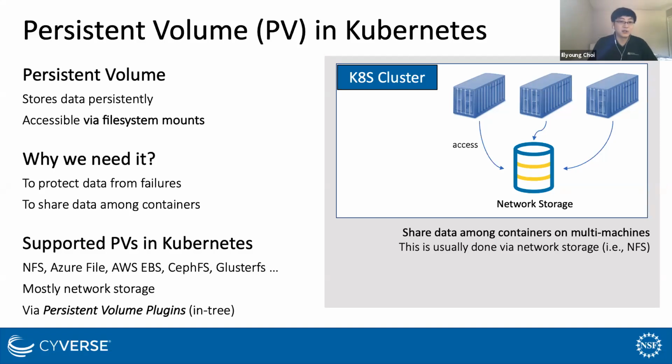There are many persistent volumes supported in Kubernetes, such as NFS, Azure File, or AWS EBS, or Ceph file system. And they are mostly network storage. Persistent volumes are implemented by persistent volume plugins. However, persistent volume plugins are tightly coupled to Kubernetes source code, so it's very difficult to add custom plugins.